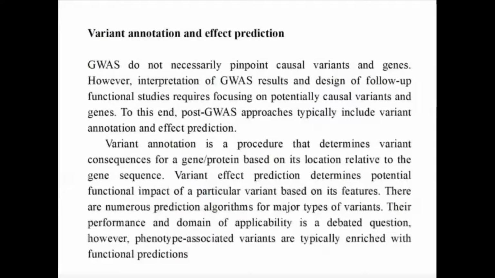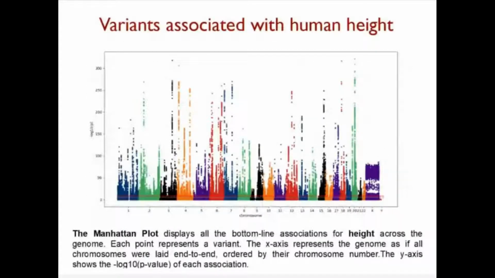Well, let's keep the abstract of this lecture. You've probably seen a picture like this. These are variants associated with a phenotype. In this case, this is human height. The variants are scattered across the whole genome. Each dot represents a variant. The y-axis reflects the association strength.